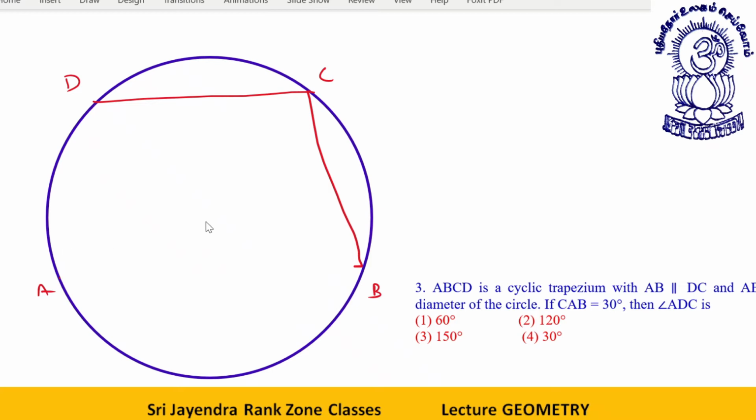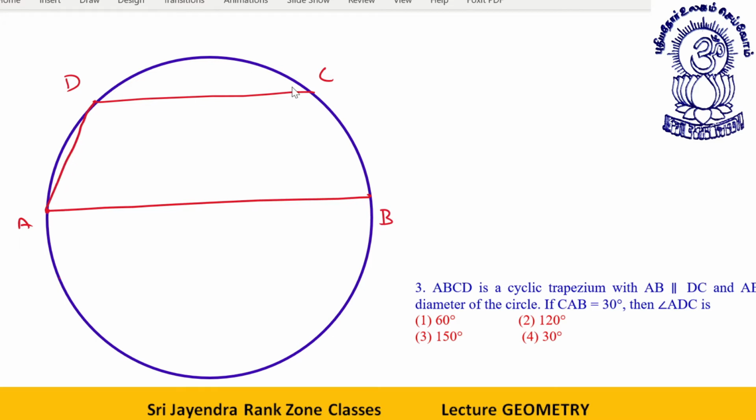I was a bit quick to draw the diagram without properly reading the question. AB, now this is the diameter. The moment you see a diameter, you are reminded of a property: a diameter subtends an angle of 90 degrees.